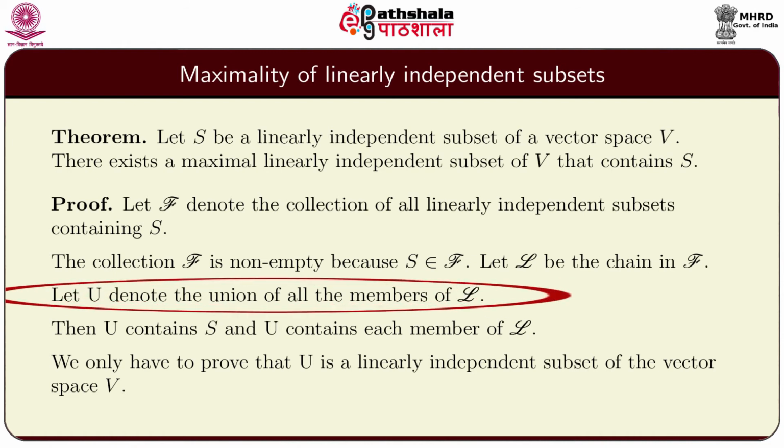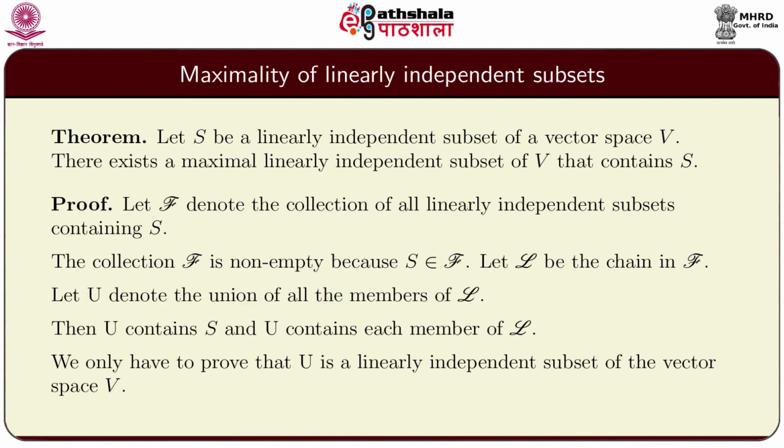Let U denote the union of all members of L. So, what is L? L is some collection of linearly independent subsets which contain S. And what is U? U is the union of those subsets which are in L. Therefore, U must contain S, and not only that, U being the union of all members of L, U contains each member of L also.